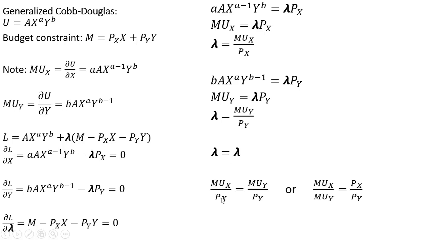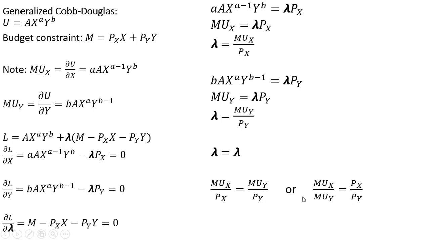We have our utility maximizing condition, that the consumer allocates his or her budget in such a fashion that the marginal utility per dollar of good x, this left-hand side term, equals the marginal utility per dollar of good y.